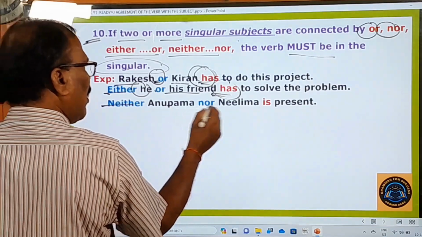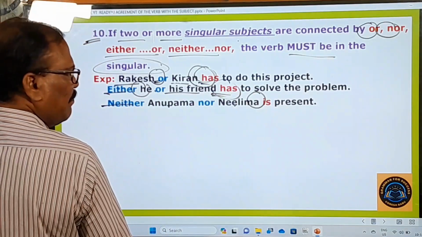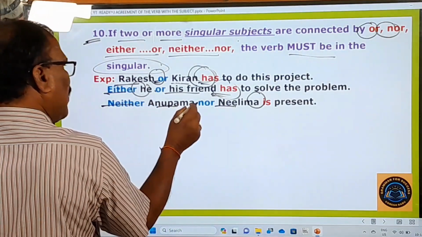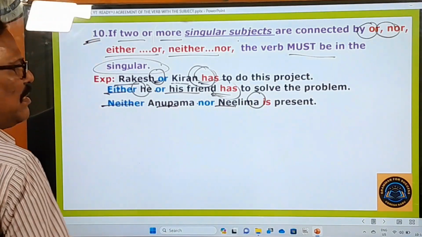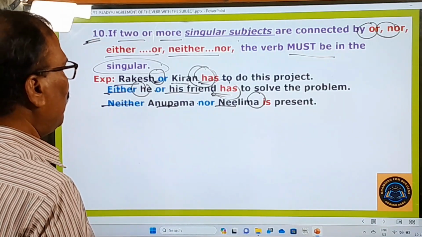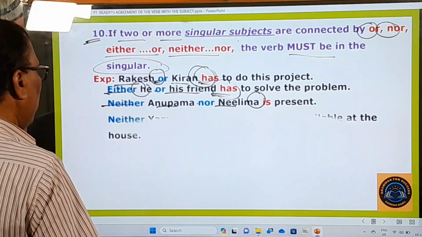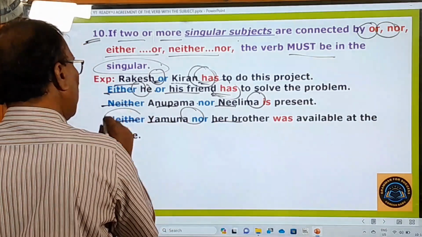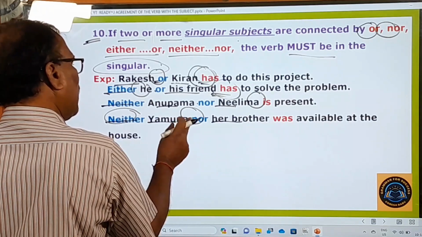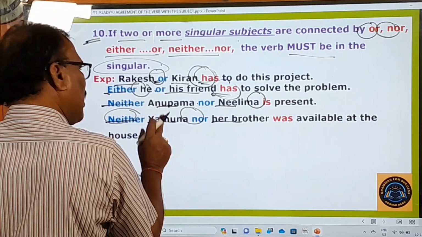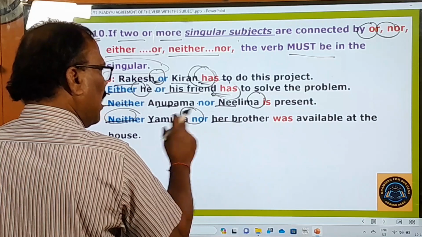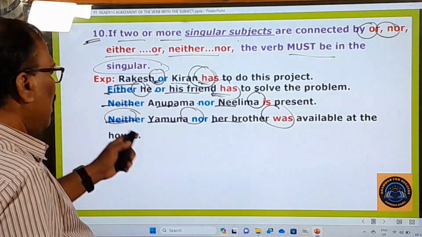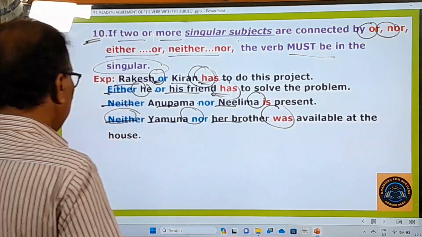Neither Anupama nor Neelima is present. Because singular subjects are connected by neither nor, therefore the singular helping verb is is used in that. Is present. And then comes neither Yamuna nor her brother. So neither nor is used to join Yamuna, singular subject, her brother, singular subject, and therefore only the singular verb is used in that sentence. Neither Yamuna nor her brother was available at the house.